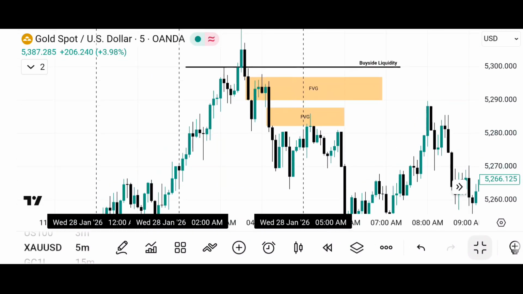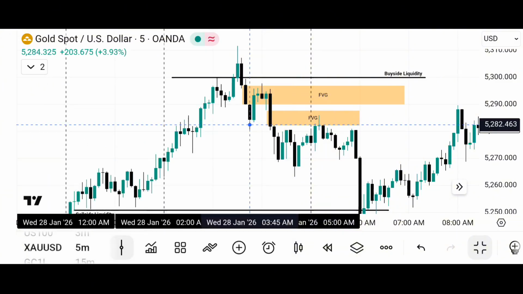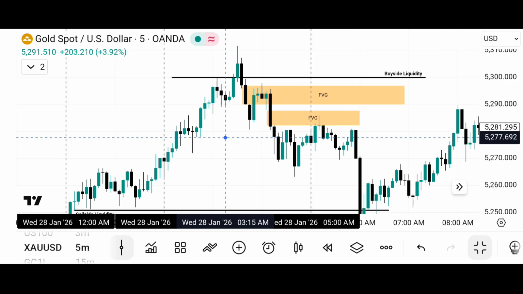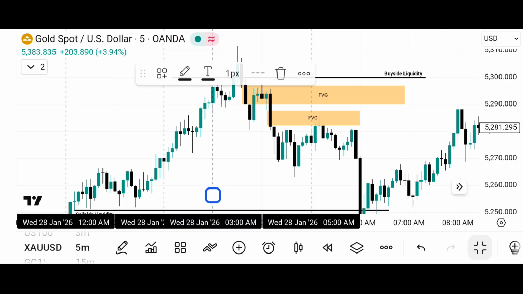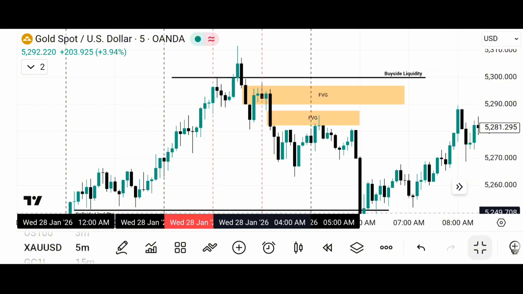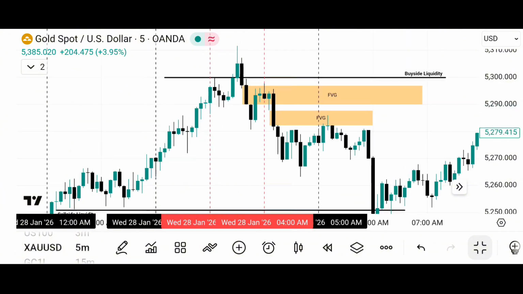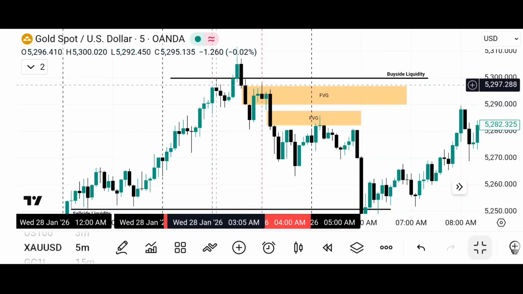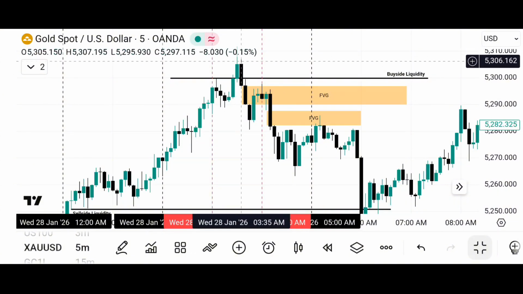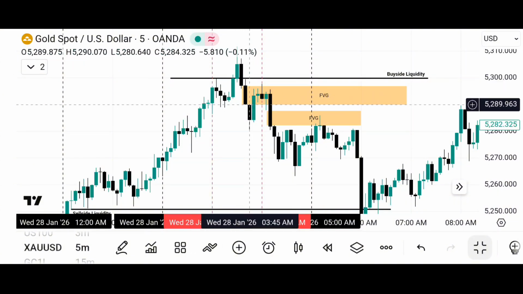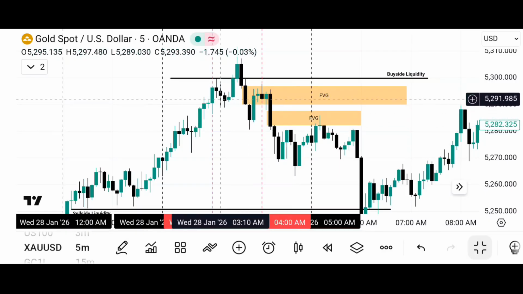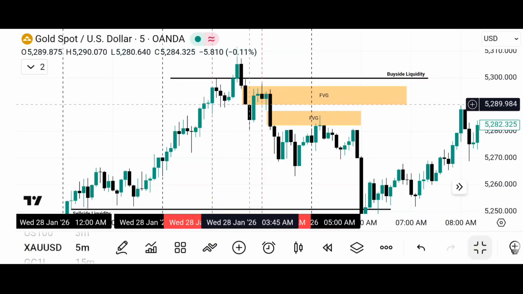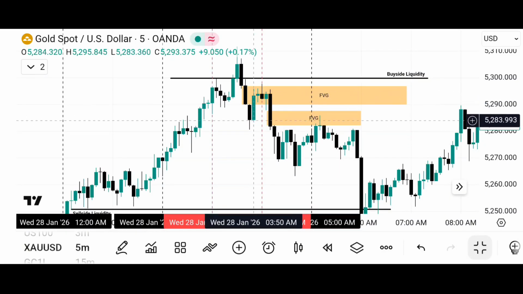Now let's bring out the silver bullet time window. Silver bullet time window for the London kill zone is 3 a.m. to 4 a.m. So as you can see, after 3 a.m. that was when price took out the high during the time window, and during the time window that was when this displacement in price actually happened, taking out this short-term low and creating the fair value gap inside the time window.